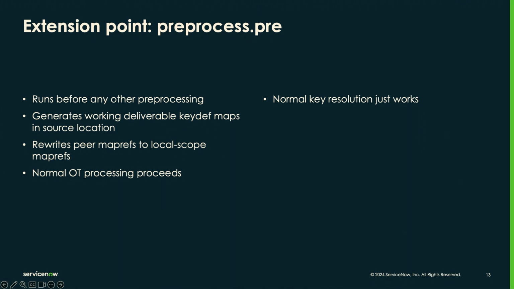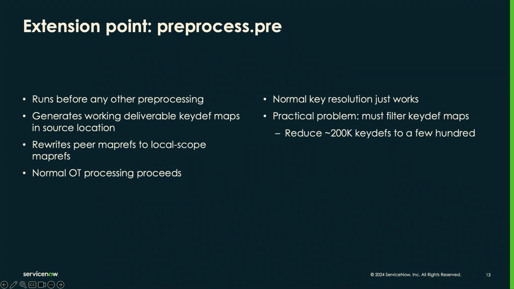right? Having done that, normal OT processing proceeds, right? And that means that the normal key resolution just works. Because what I've done is I've changed these peer map refs into just normal map refs that now link to external resources. That is the location of these topics as published on docs.servicenow.com or now on developer.servicenow.com.